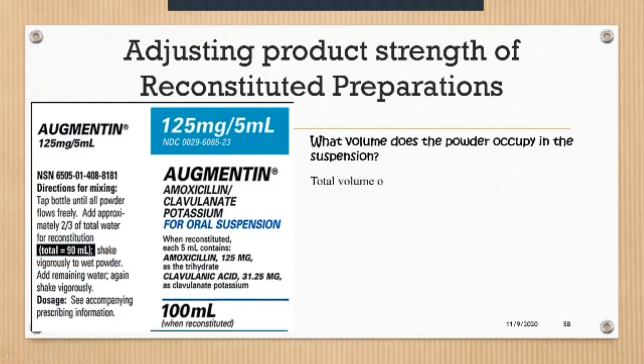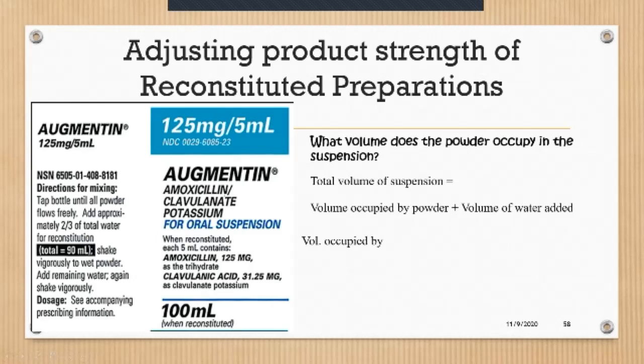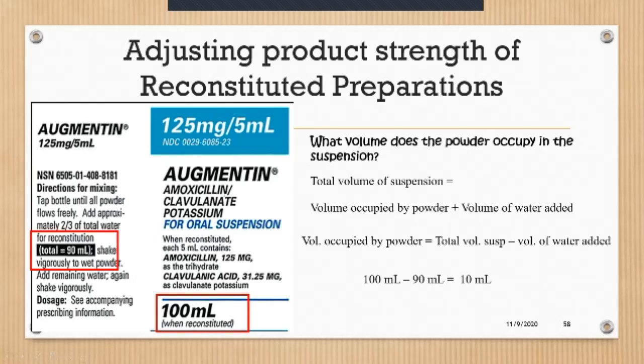Well, in order to determine that, we need now to note that the total volume of the suspension would be the volume occupied by the powder plus the volume of the water added. We know the volume of water added to be 90. So therefore, the volume occupied by the powder would be total volume of suspension minus volume of water added, which will be 100 minus 90, which is 10 mL.